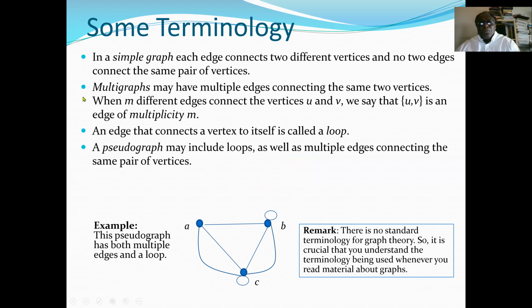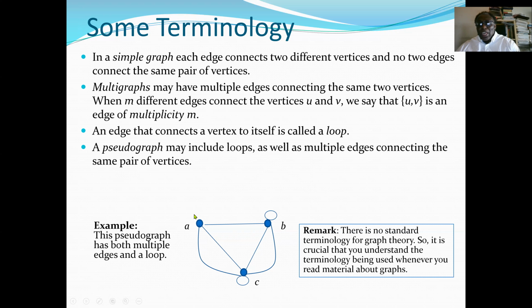So there is some terminology here. Here we say that in a simple graph, each edge connects two different vertices, as we said earlier. Again, the edge is the line, and the ends of the line connect vertices. So when you have one edge, it connects two vertices, one at each end. And also a multigraph may have multiple edges connecting the same two vertices.